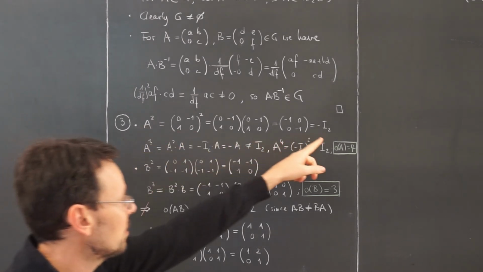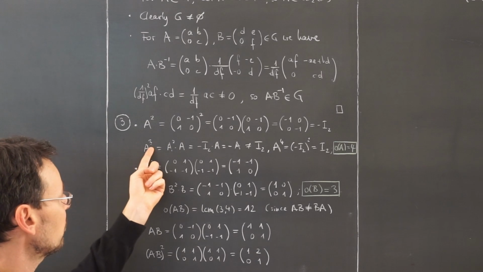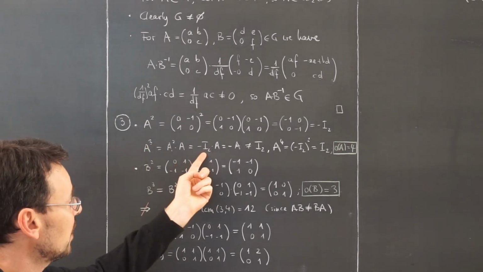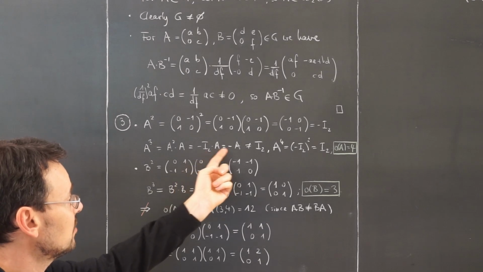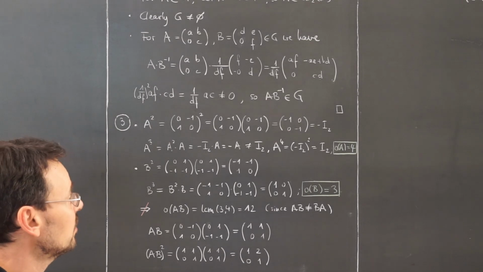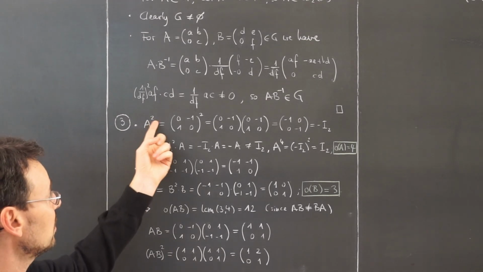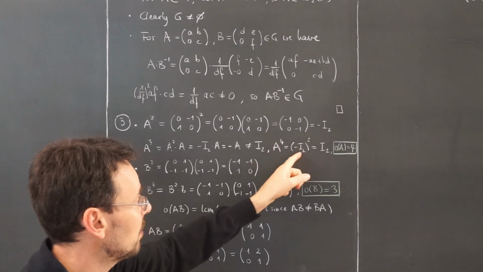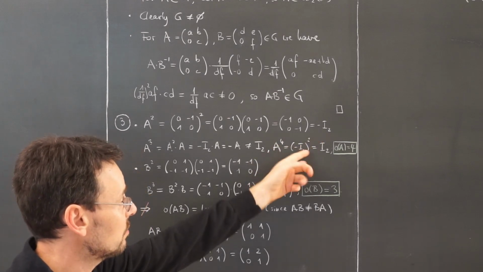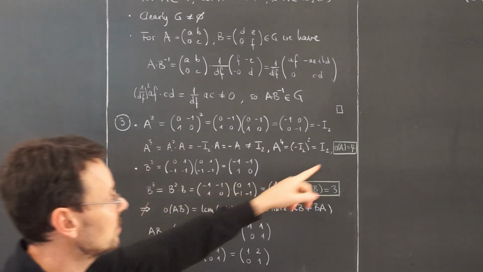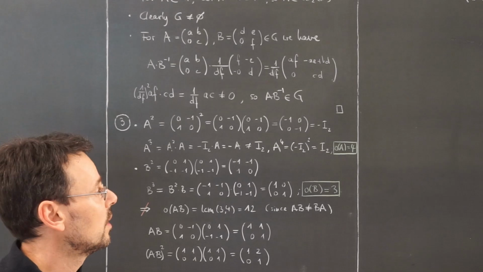So A squared is not the identity. What about A to the third power? This is A squared times A. A squared is minus the identity matrix times A. This is minus A again, not the identity matrix. So the order is neither 2 nor 3. But A to the fourth power is minus the identity matrix squared, which of course is the identity matrix. So the order of this matrix is 4.